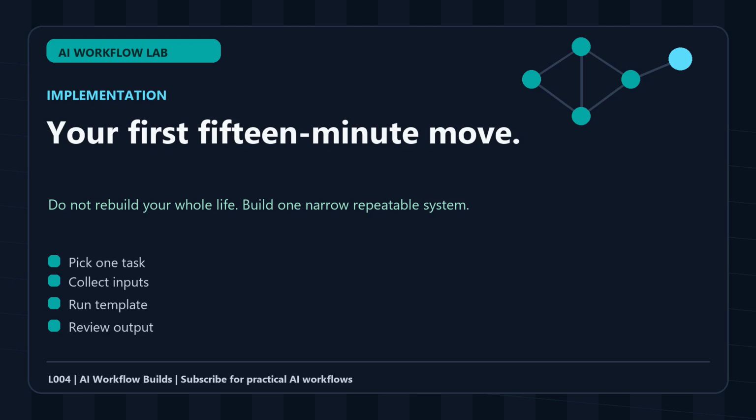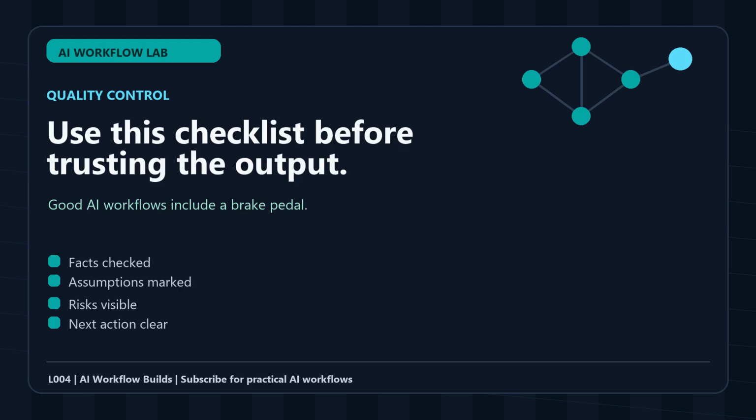Before using the output, run this quality control checklist. Are the facts checkable? Are assumptions clearly marked? Are the risks visible? Is the recommendation specific enough to act on? Is the next action something you can do in 15 minutes? Did the assistant stay inside the boundary you gave it?